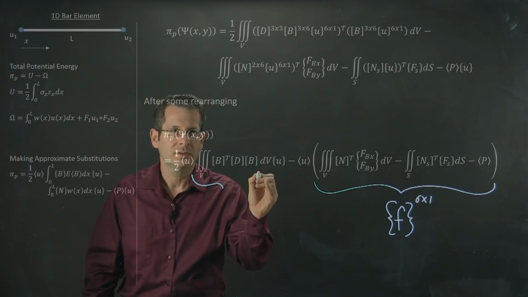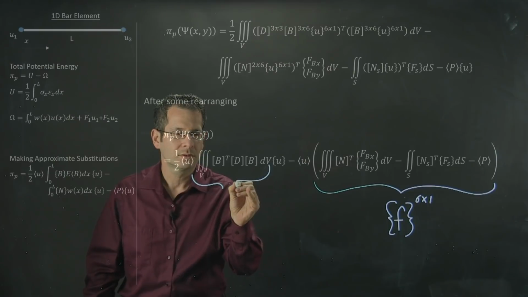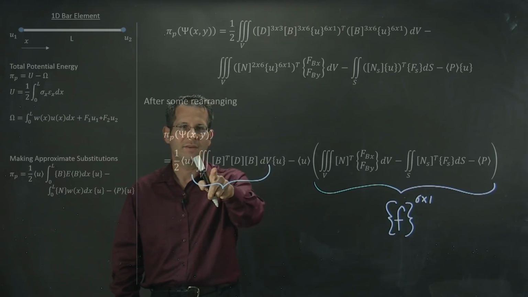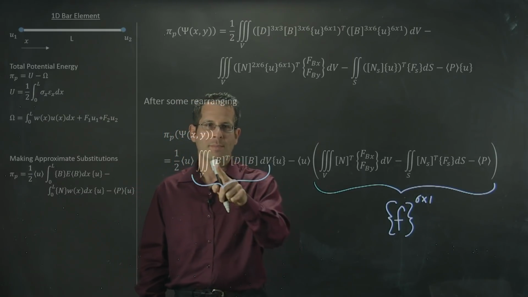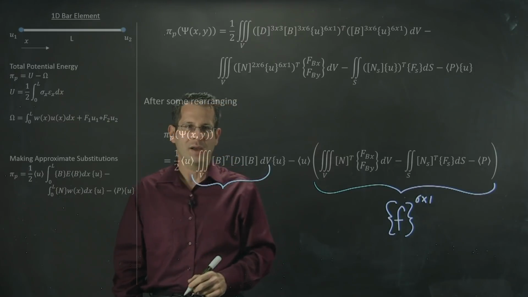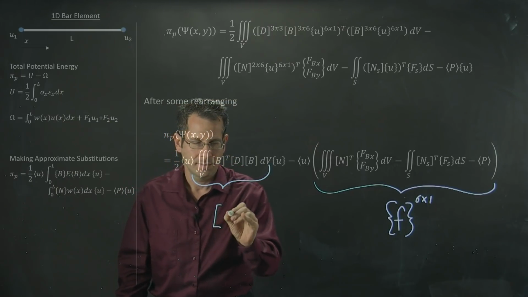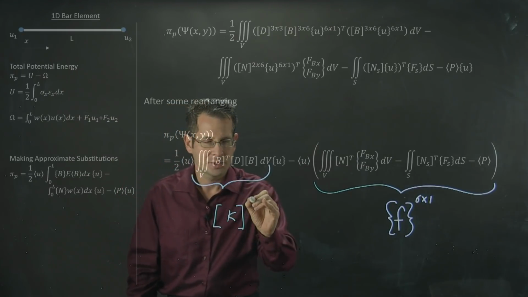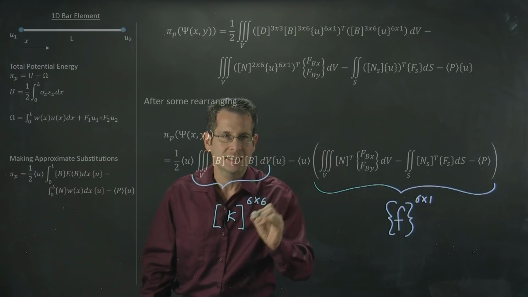This integral, from here to here, is a volume integral consisting of 3 matrices. When I multiply these matrices out, I will get a single matrix. I will call it my K matrix. This will end up being a 6 by 6.